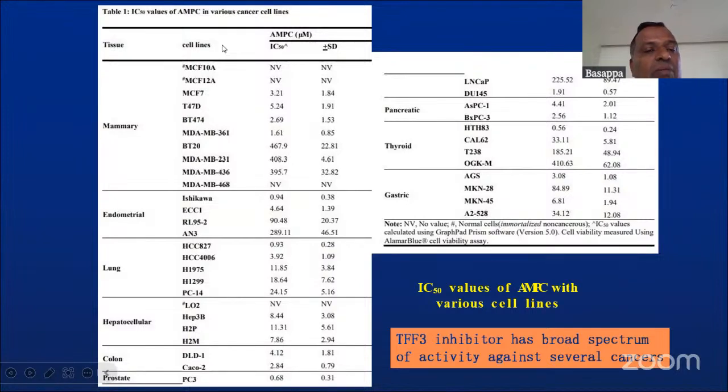This table gives you the IC50 values of these compounds, AMPC, against various tissues or cancer cells, like endometrial, mammary, lung, or hepatocellular carcinoma. So in summary, the TFF3 inhibitor has broad spectrum activity against several cancers. Maybe it is true because of the nitrile group that has high binding where the sulfur or cysteine residues are present.